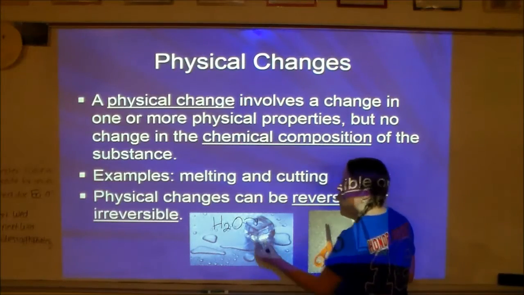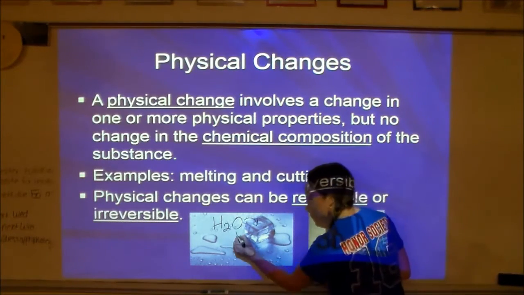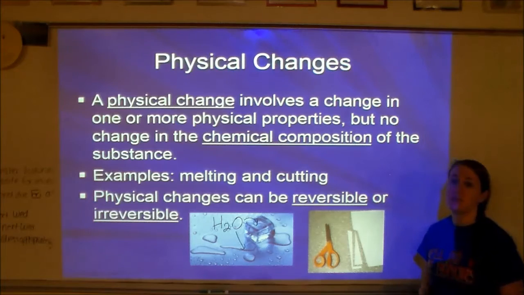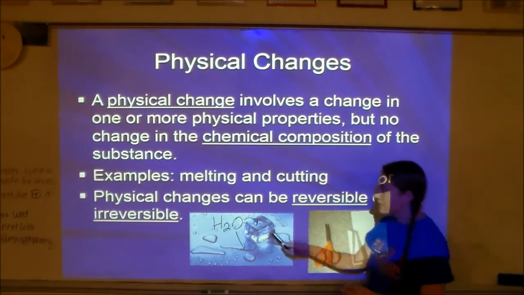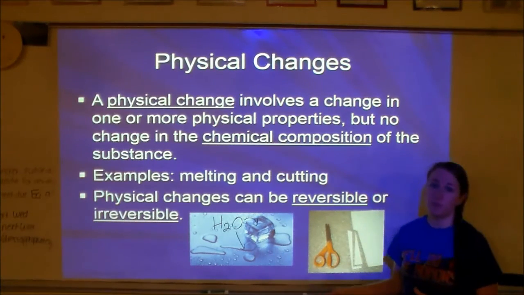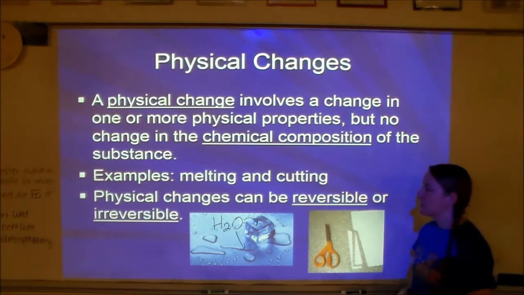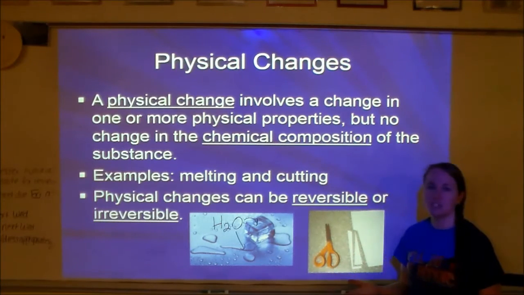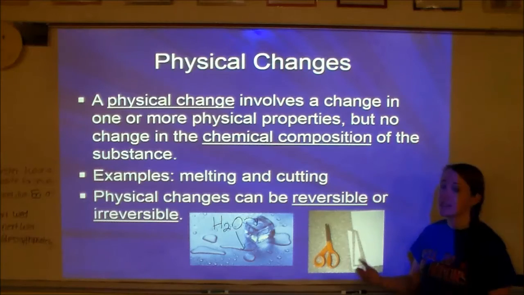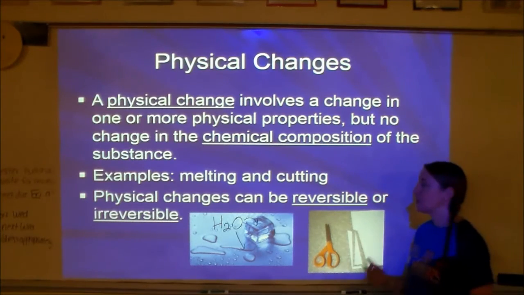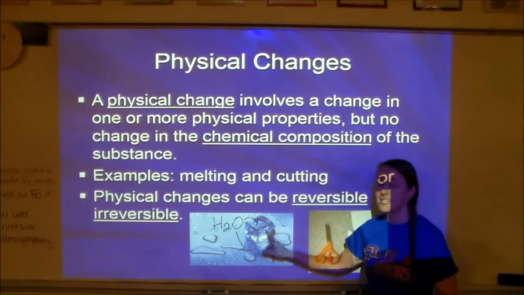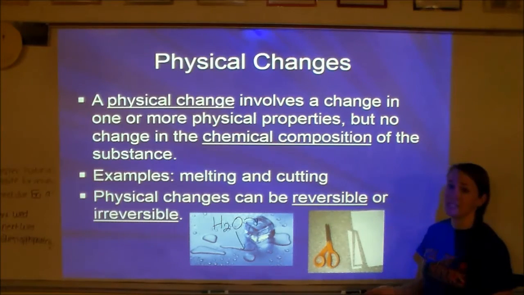So the ice is made of H2O. The water is also made of H2O. It's just gone from the solid form to the liquid form. A lot of people want to say, well, it is changing because it's going from ice to water. But remember, ice and water are the same thing. They're both H2O. So we're changing something about it. We're changing the state of matter, but the substance is actually the same thing.